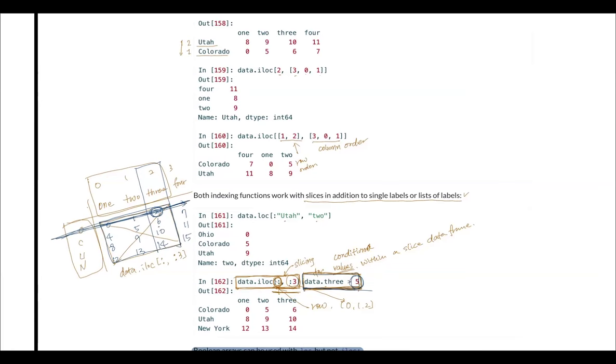Six is true, so we keep it. 10 is true, we keep it. 14 is true, so we keep it. So that's the reason why we have the final 3x3 data at the bottom here.